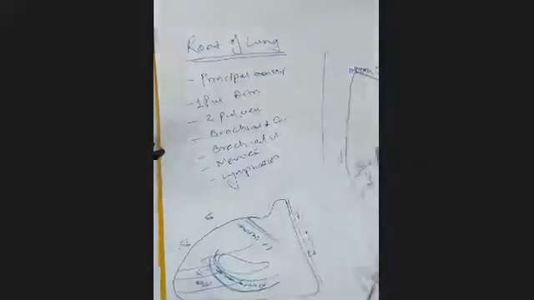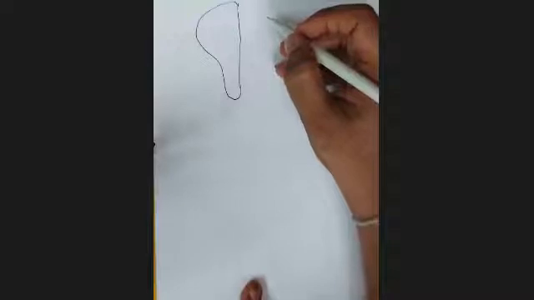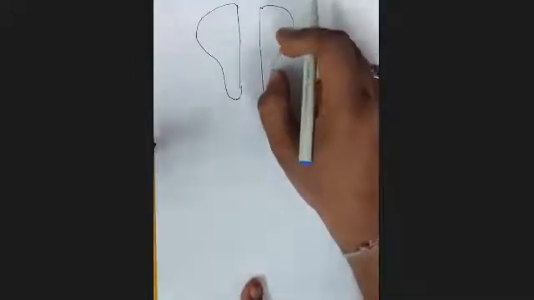Okay. Now let us see another important concept: how are the structures arranged in the root of the lung? This is the root of the right and this is the root of the left lung, the hilum. To this hilum, the structures will be entering.